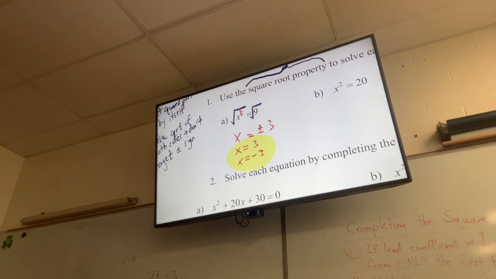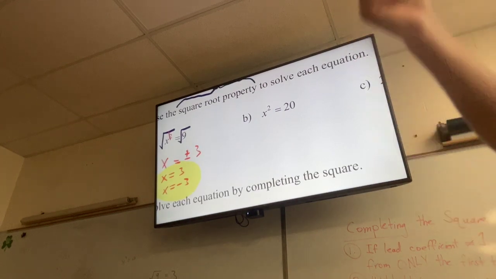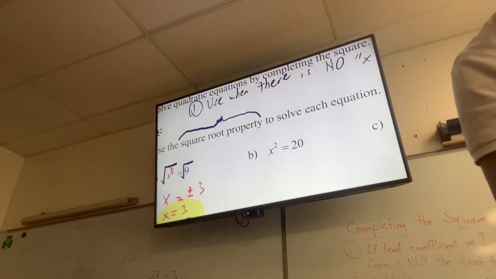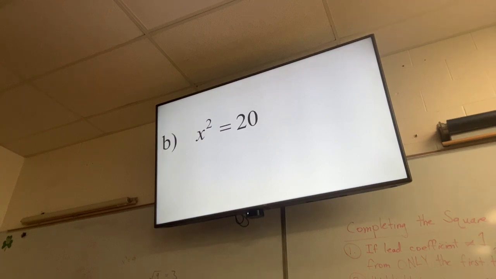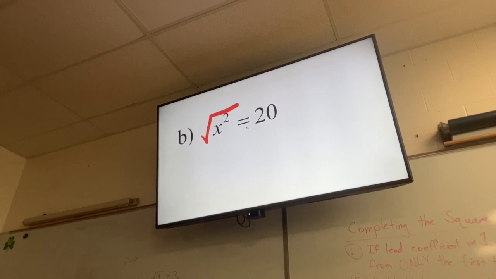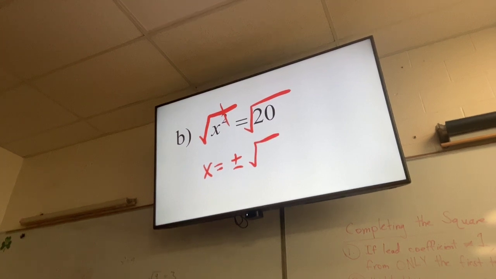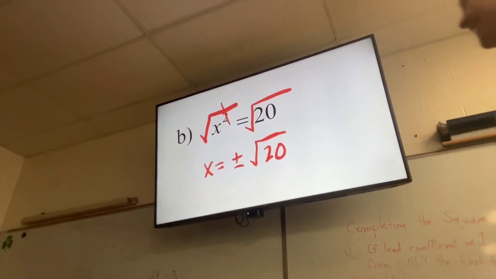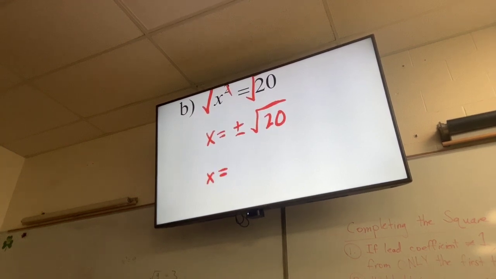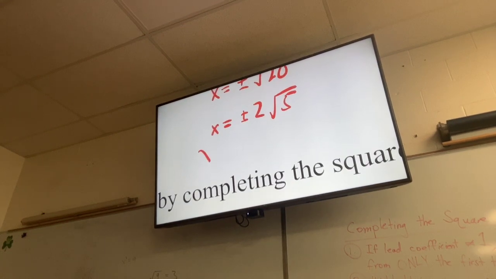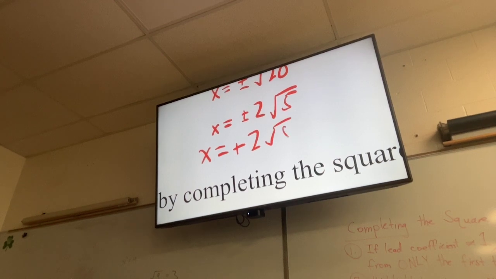All right, so for B, is the square part by itself? Yes, it is. And I can use the square root property because there's no x term. It's just an x squared and a constant. So I do what now? Square root both sides. So it's plus or minus the square root of 20. What's the square root of 20 simplified to? 2 root 5. Good job, guys. So one solution is x equals positive 2 root 5, and the other one is x equals negative 2 root 5.